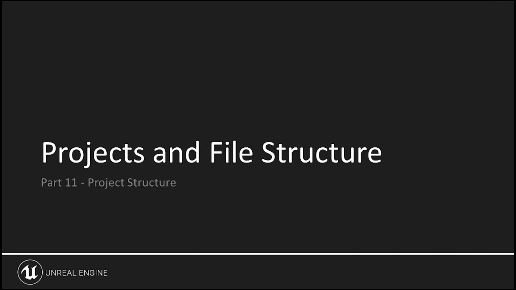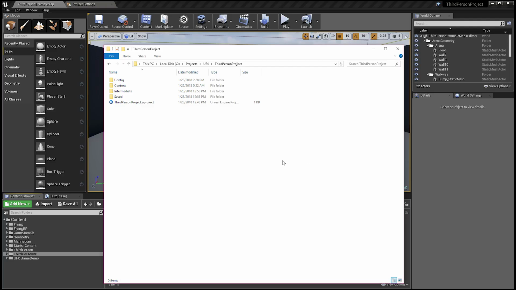In this section, we're going to cover important project files and folders. So let's get started. This is our third-person project. Inside of our folder, we're going to find a few more folders and a project file. The project file is important. If you get rid of it, you pretty much don't have the basics of your project anymore.